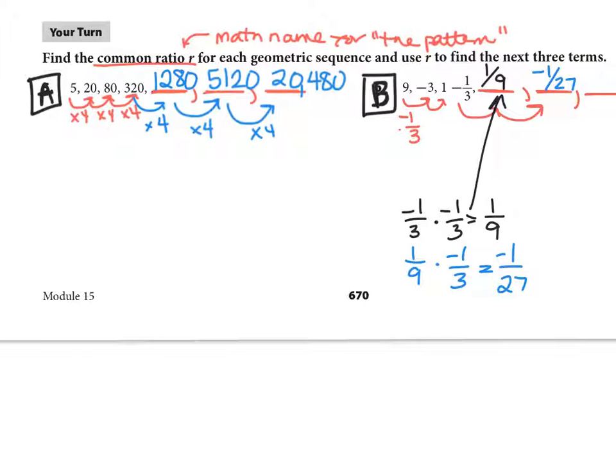All right, and then we have to do one more time here at the end. So negative 1/27 times negative 1/3 equals, remember I'm using negative 1/3 because that's the pattern every time. And this time I'm going to get positive 1/81. You may need to make a note of that one to ask a question about tomorrow if you're confused on the fractions and why I'm using a fraction there instead of multiplying by a number.